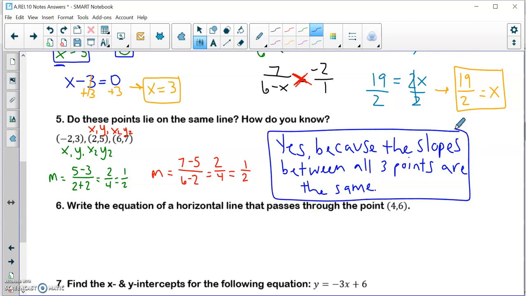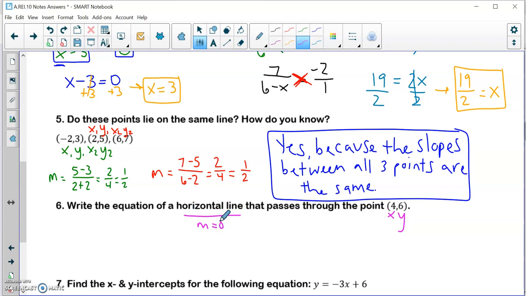All right, number 6, we want to write the equation of a horizontal line that passes through the point 4, 6. This point 4, 6 means that this is a solution to the equation of your line. So since it's a solution, this is an x and a y value. Horizontal line means your slope is 0.